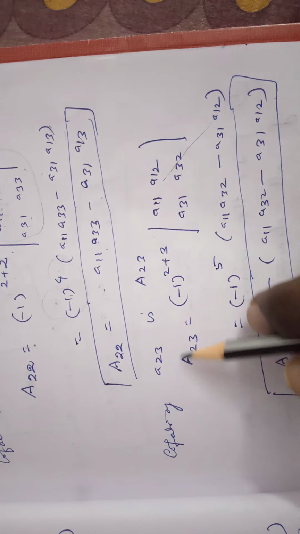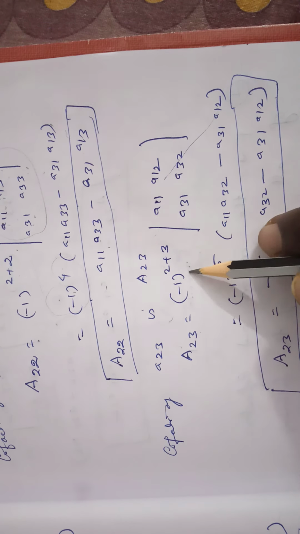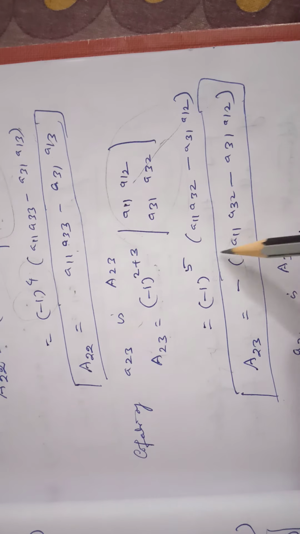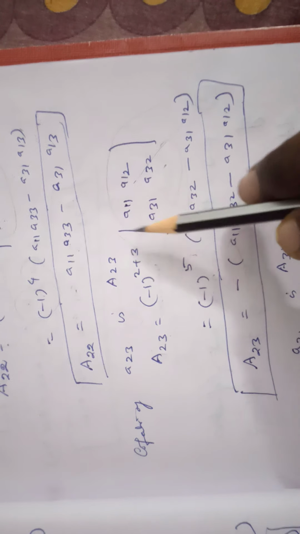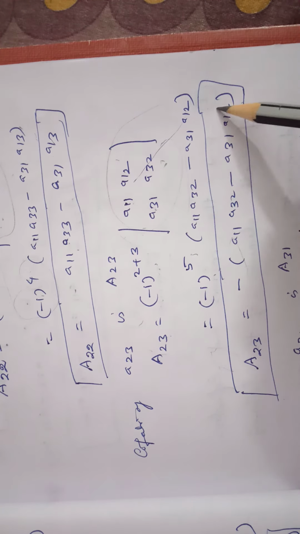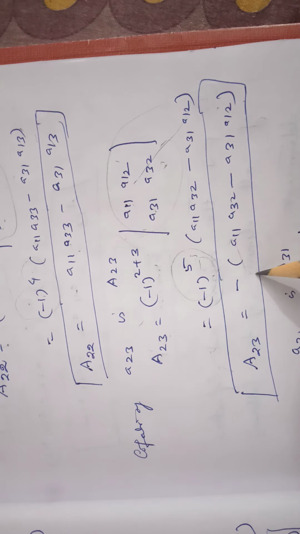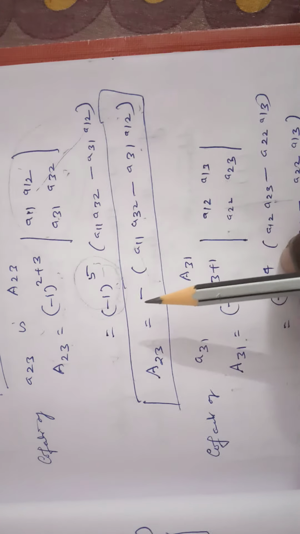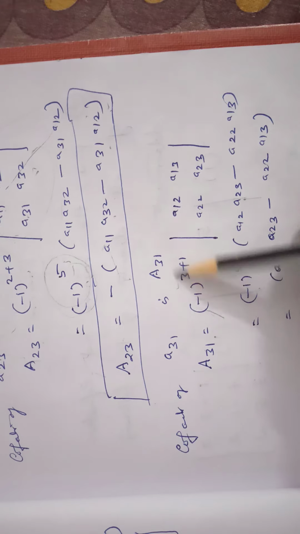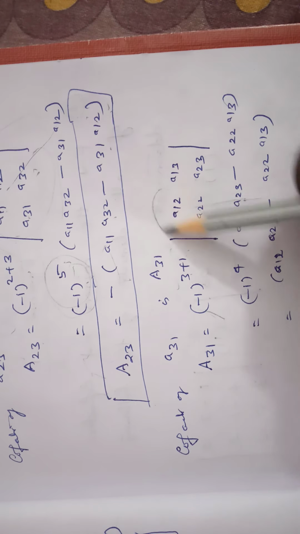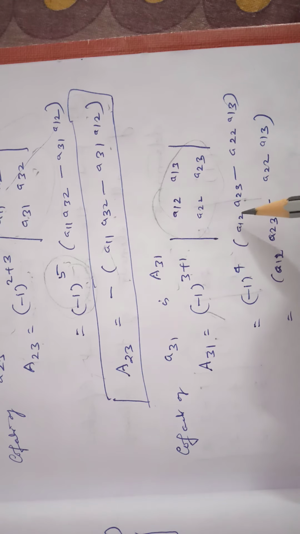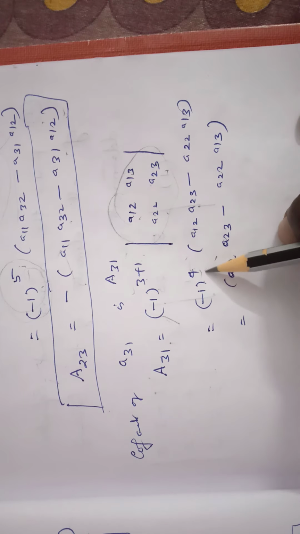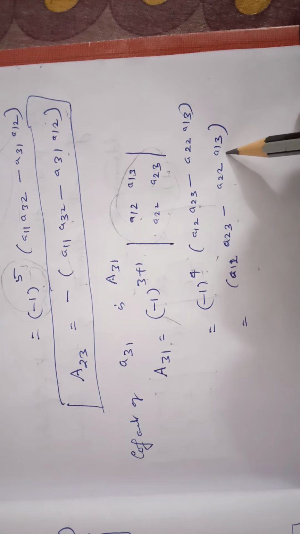Next, the cofactor of second row third column. Applying the same formula, minus 1 power 2 plus 3 into the minor of this determinant. So minus 1 power 5 into A11 A32 minus A31 A12. Minus 1 multiplied 5 times is minus, so minus of A11 A32 minus A31 A12. Next, the cofactor of third row first column is minus 1 power 3 plus 1 into the minor value, minus 1 power 4 into A12 A23 minus A22 A13. Minus 1 power 4 is plus 1. So A12 A23 minus A22 A13.